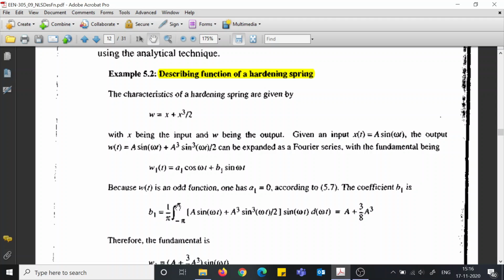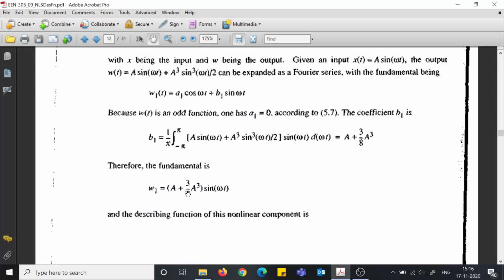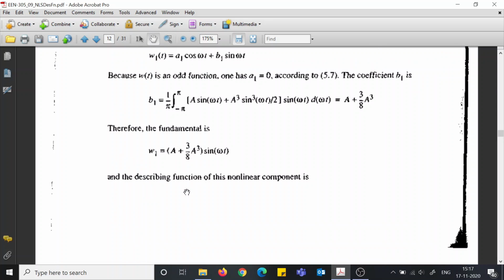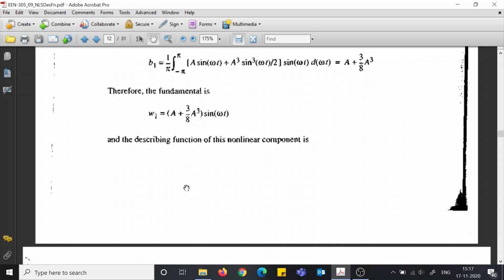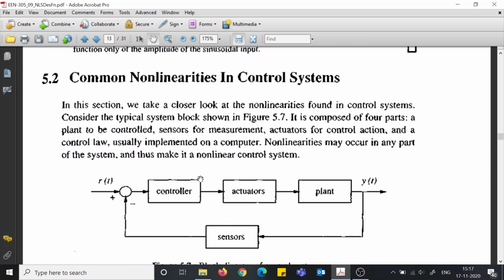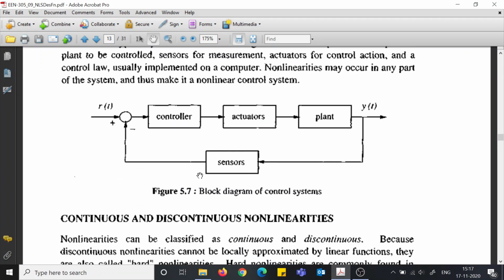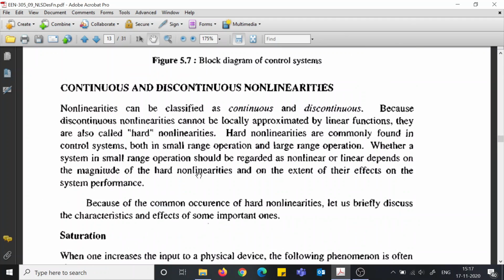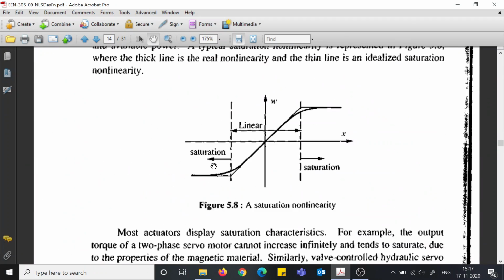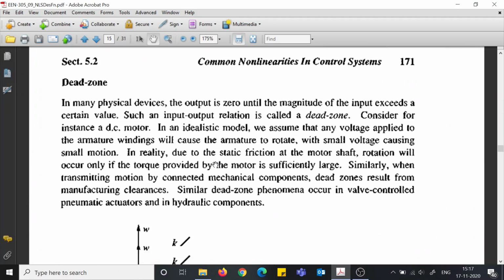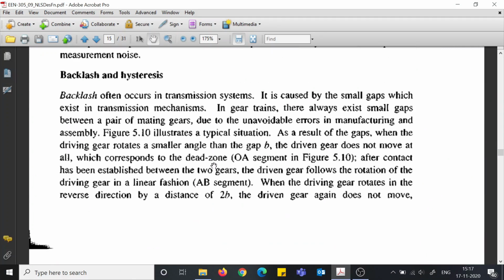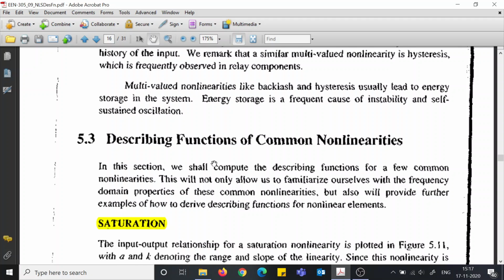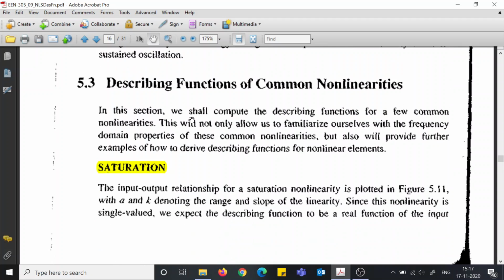So you should read through it and also practice it by hand, so that you can do the integration by yourself also. So this is done here, and you should also practice it. Other common nonlinearities in control systems are saturation, then on-off nonlinearity, which is relay, dead zone, etc. For all of these we can calculate the describing function also.